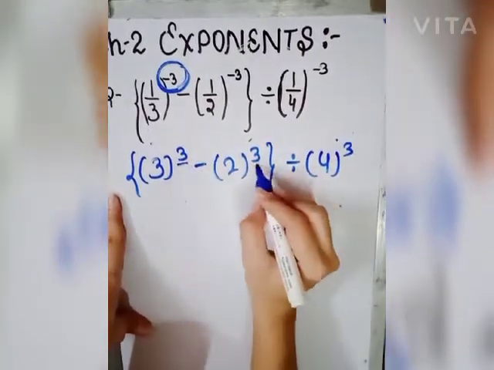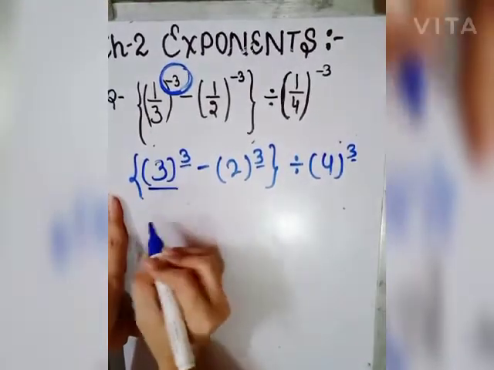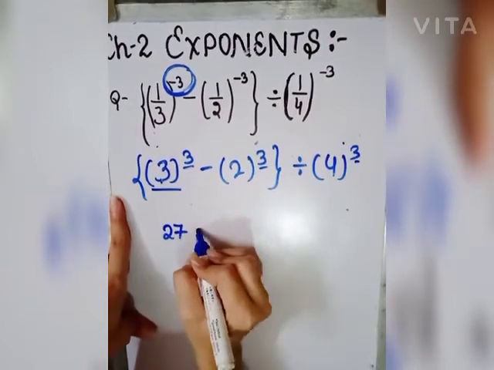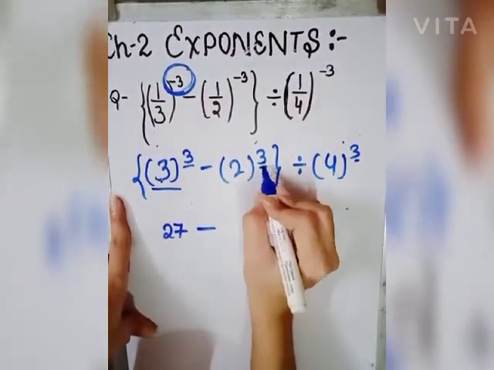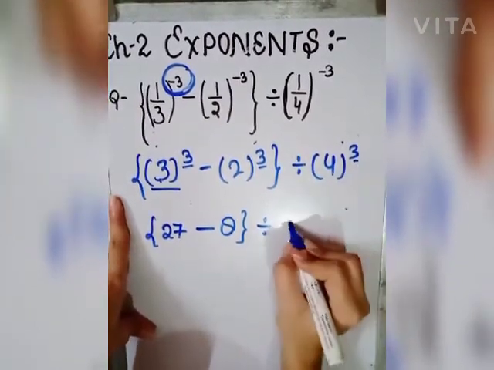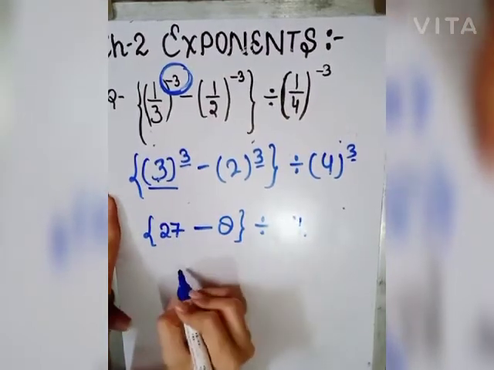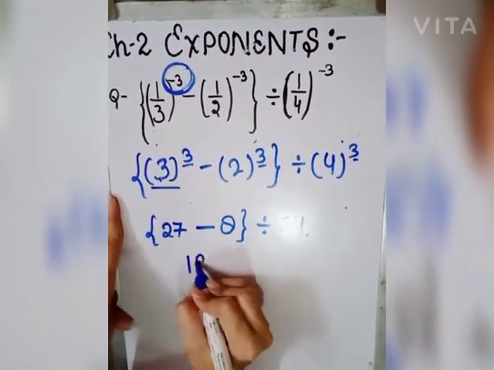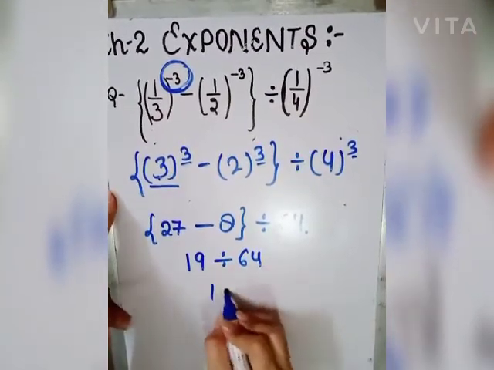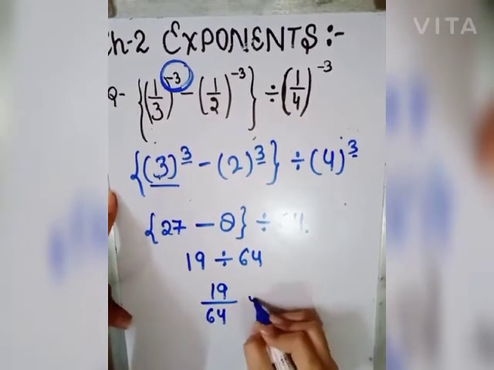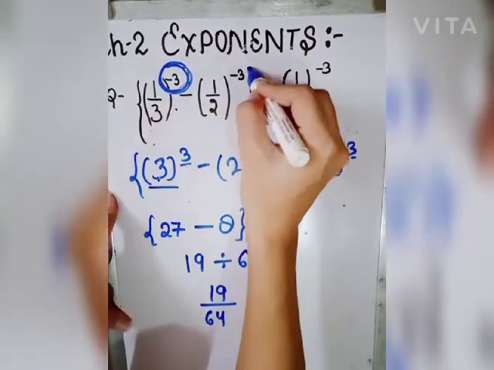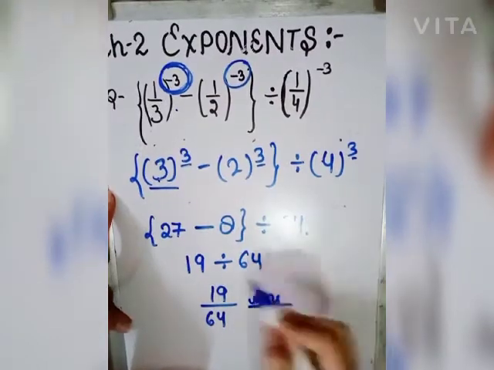Now here our powers are positive. Now just solve this. 3 raised to the power 3 is 27, minus 2 raised to the power 3 is 8, divided by 4 raised to the power 3 is 64, minus this, you will get 19, divided by 64. Now you cannot divide it further, so we will write it in fraction form, and this is the answer. Just convert the powers which are negative into positive and then solve it further.